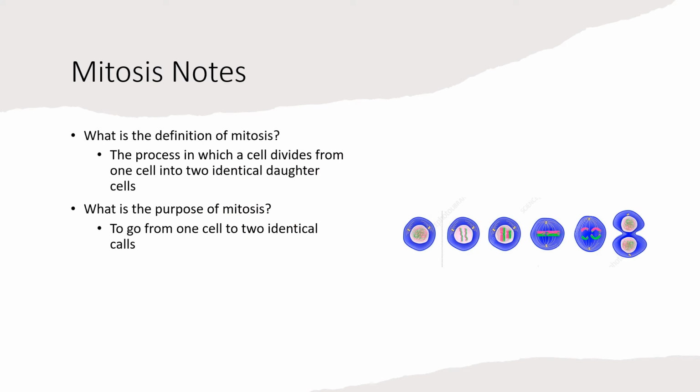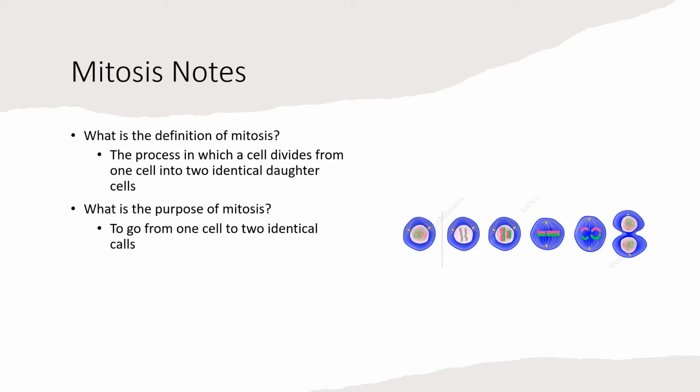Sorry, I spoke too soon. We're not moving on to meiosis quite yet. We are going to take some notes over mitosis. So these are two of the things that you need to write down in your notes about mitosis. So I would start this out by putting target 3A, mitosis and meiosis, at the top of your paper. And then we can start with mitosis notes.